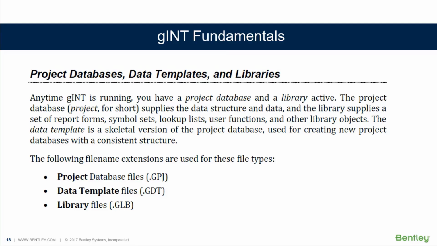Here, we're going to start with our main three controlling files that basically control gINT and all of its operations. To begin with gINT, we have to talk about the project database files, that is the .gpj extension, the data template files that come with the .gdt extension, and the library files that come with the .glb extension. These are basically the three files that control gINT. Whatever data structure changes you need to make, you have to do within them. Whatever report output changes you want to make, you have to do within any one of these three files. We will look at all of these three files individually, what controls what, and then we'll proceed with the demo.